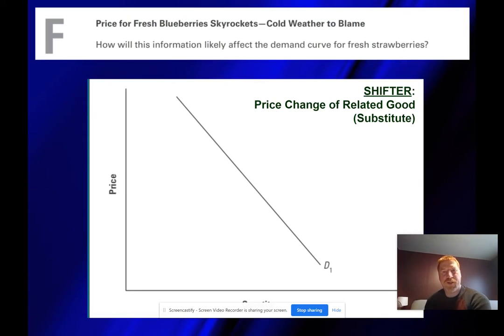Price for fresh blueberries skyrockets. So if I go to the store, would I buy strawberries or blueberries? So if the price of blueberries goes up, then I would buy strawberries instead because they are related goods. They are substitutes. So when I buy one over the other, then they are a substitute and a related good. The price of blueberries is expensive, then I'm not going to buy them and I'll buy something else instead.